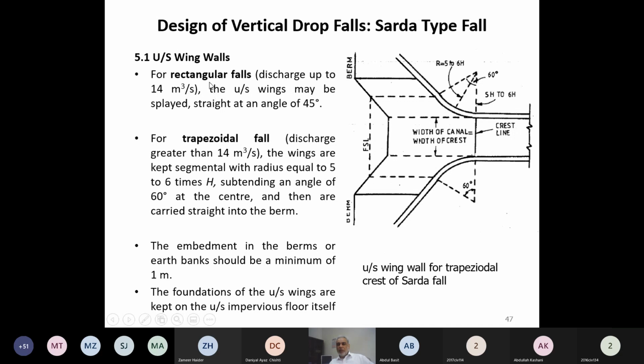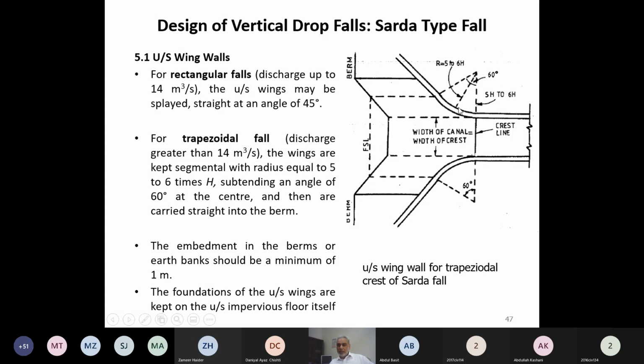So upstream wing walls, for a rectangular crest, if the crest is rectangular, then we can provide upstream wing wall at a 45-degree angle. Simply a 45-degree angle is given to the wall, and it embeds into the embankment of the canal by 1 meter. If it is trapezoidal or more discharge is there, then a curved wing wall is provided on the upstream side with a curvature of at least equal to 5 to 6 times of the head. So this guideline will be given to you.